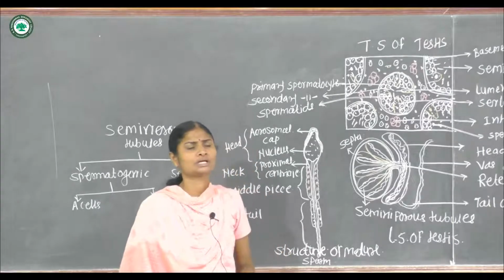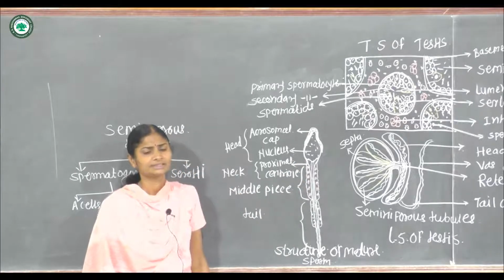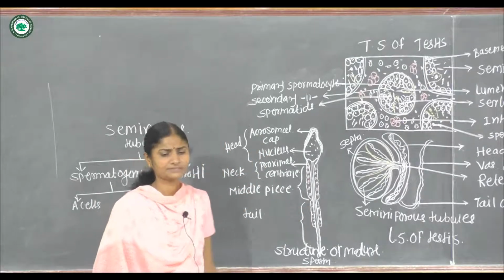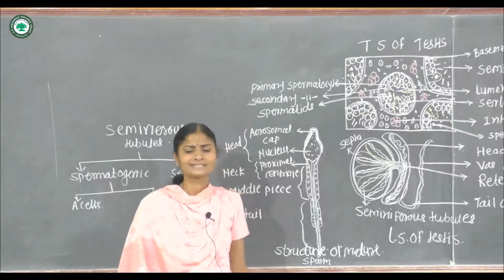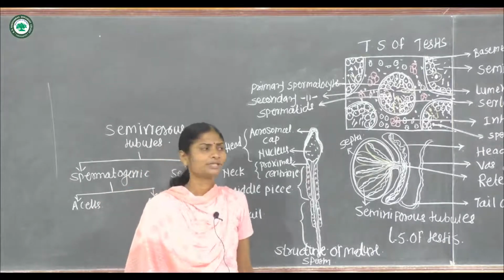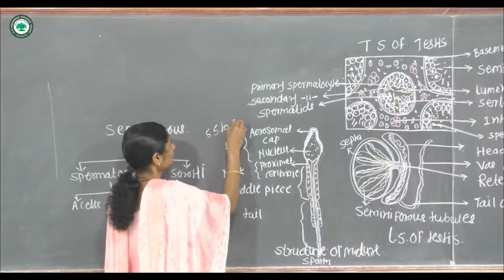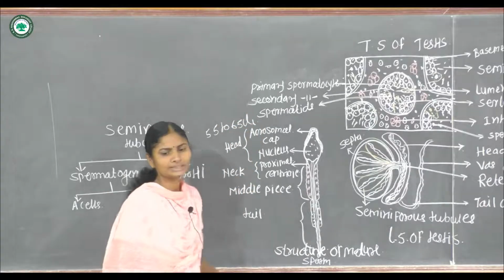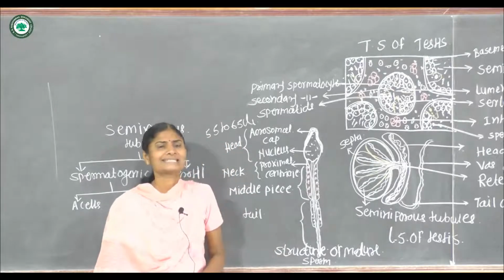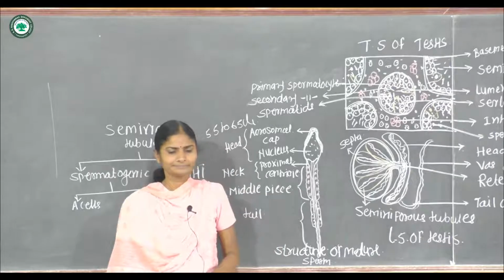Structure of mature spermatozoa. These mature spermatozoa mainly consist of three parts: the head, the neck and middle piece, and the tail part. Spermatozoa are cylindrical, motile, flagellated bodies having a total length of 55 to 65 micrometers. They are formed in enormous numbers, about 60,000 spermatozoa per cubic millimeter of semen.